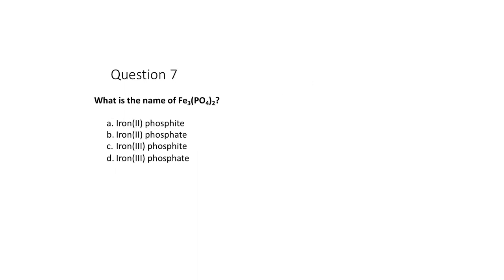What is the name of Fe3(PO4)2? Well, let's just back into our charges here. We know phosphate's at 3-. There's 2 of them. We got a 6- from the phosphate, so we have to have a 6+ from the 3 irons. Divide by 3 gives us a 2+ for each of the irons. So this will be iron(II) phosphate.